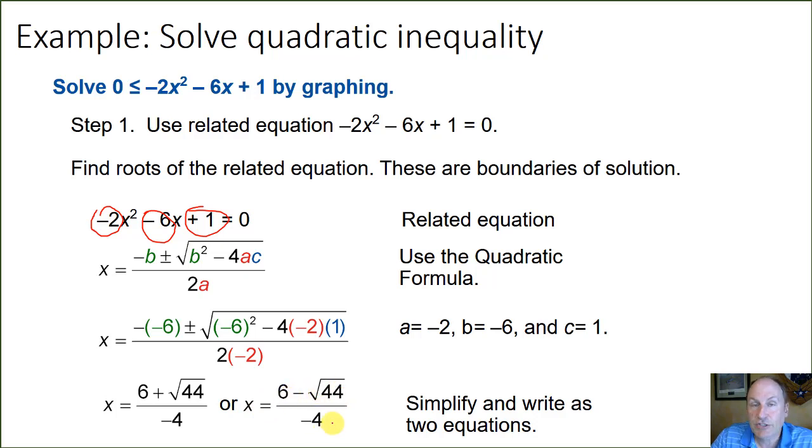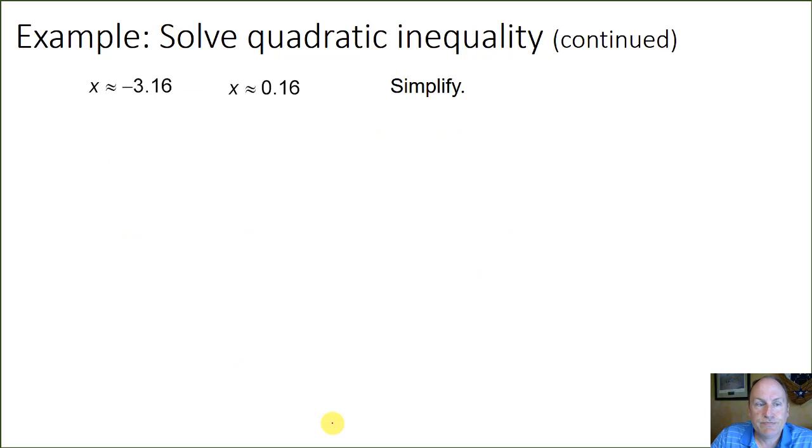Okay, those are both irrational number solutions. There are two irrational solutions to this. And when we crunch that out on our calculator, you get x is approximately negative 3.16 and x is approximately 0.16. Again, they're irrational numbers, so they are an approximation. We just chose to go to 2 decimal points here.